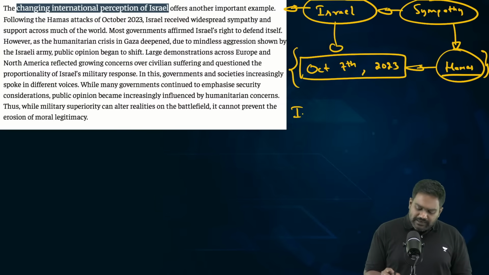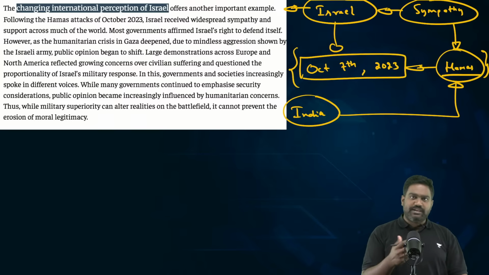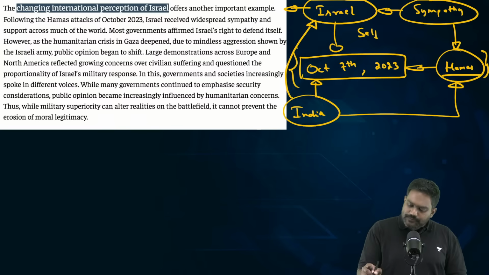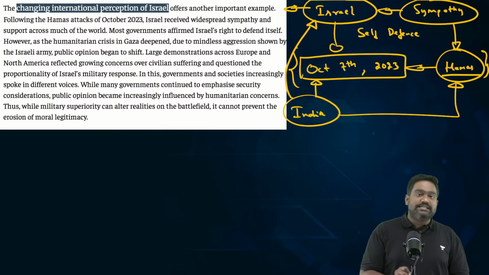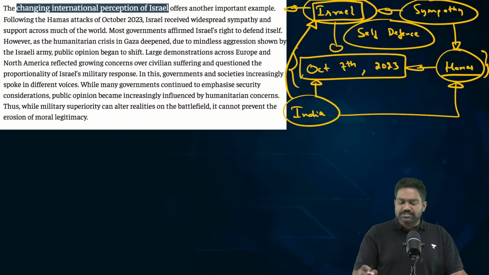India has consistently maintained a balanced position on the Israel Palestine issue. We don't designate Hamas as a terrorist organization for this very purpose. But India still labeled the October 7th attack as a terrorist attack. India supported Israel's right to act in self defense. Many other countries as well. They called out this attack as a terrorist attack and they stood with Israel, supporting its right of self defense when it launched the war against Hamas.